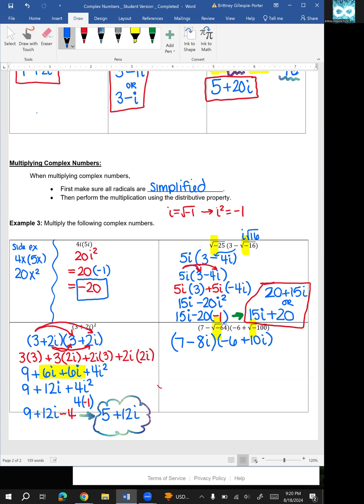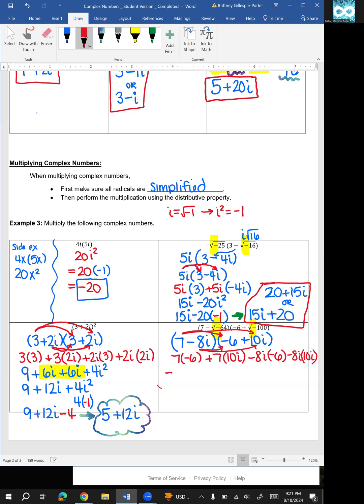So again, we're going to FOIL just like in the last one. So we're going to take 7 times -6. We're going to take 7 times 10i. And then we're going to do the inside, the -8i we need to distribute. So we're going to have -8i times -6 and negative 8i times 10i. And again, if you're okay skipping that step and doing the mental math, that's fine, but make sure you show at least one of the two steps, either this line or the one coming up.